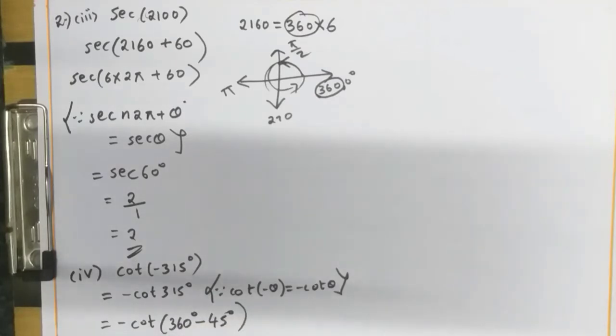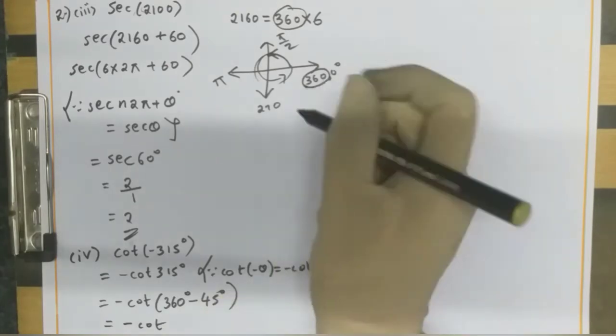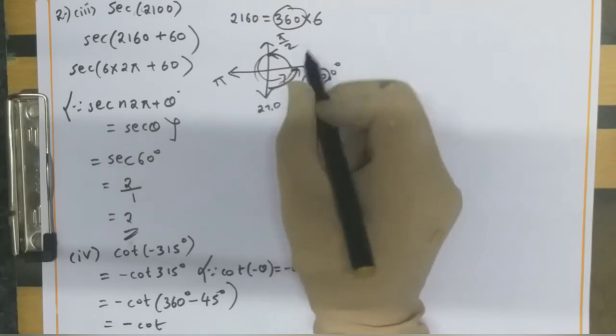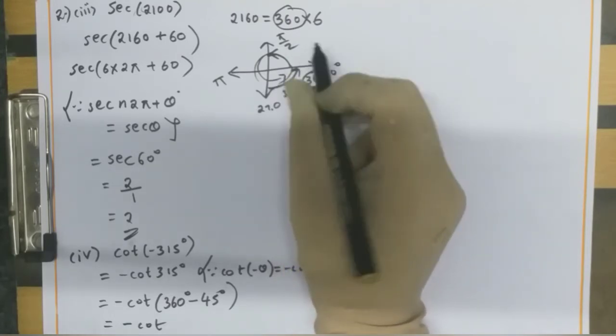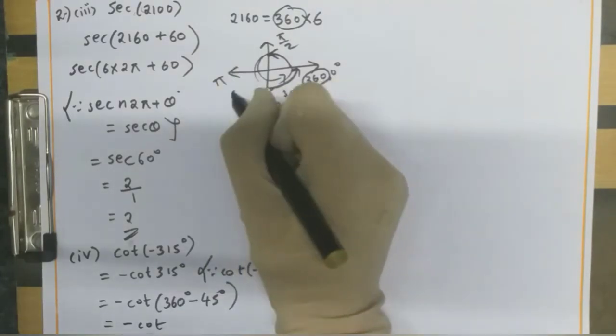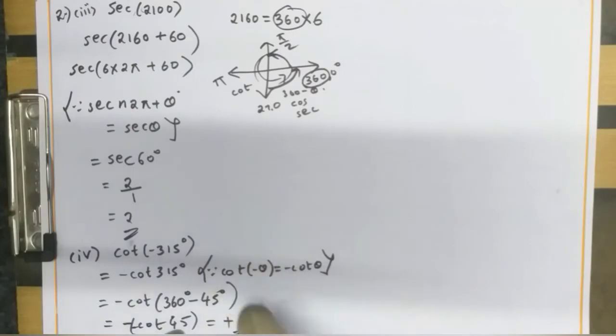Now we have minus as it is, cot as it is. What is 360 minus theta? We know 360 minus theta is in the fourth quadrant, right? In the fourth quadrant, cos and secant are positive, but here we are having cot. Cot is positive in the third quadrant, not in the fourth quadrant. So you will have cot minus 45, that is minus cot 45. We know minus into minus is plus, and cot 45 is 1. So what is the answer I am having? Plus 1. So the value of cot minus 315 is plus 1.